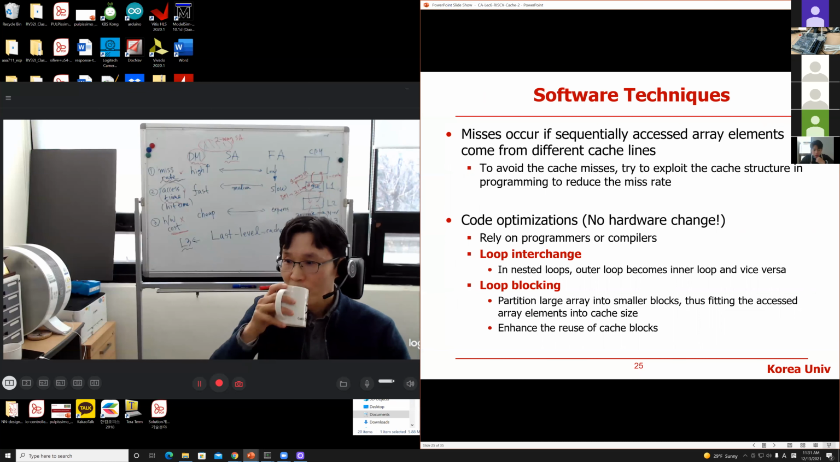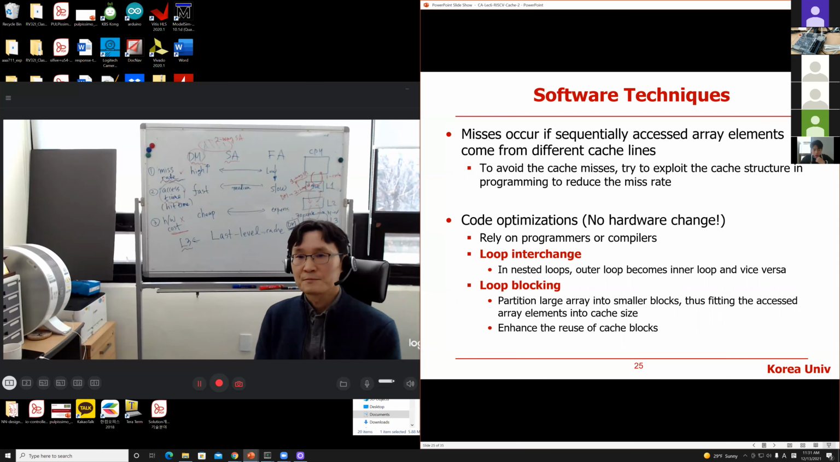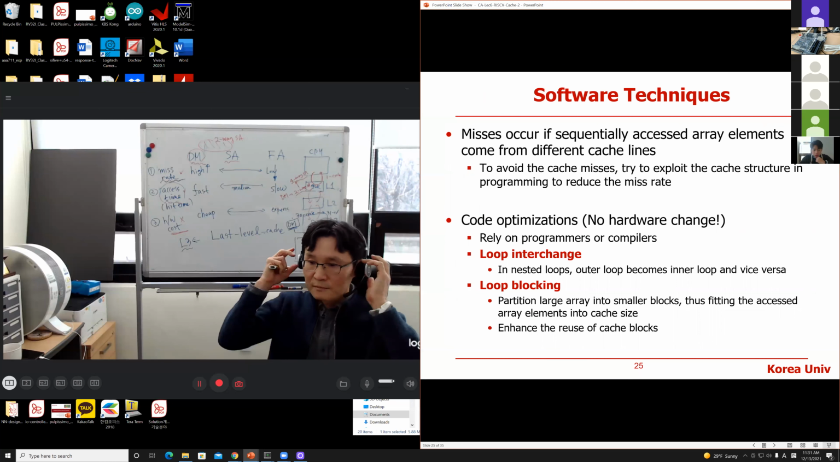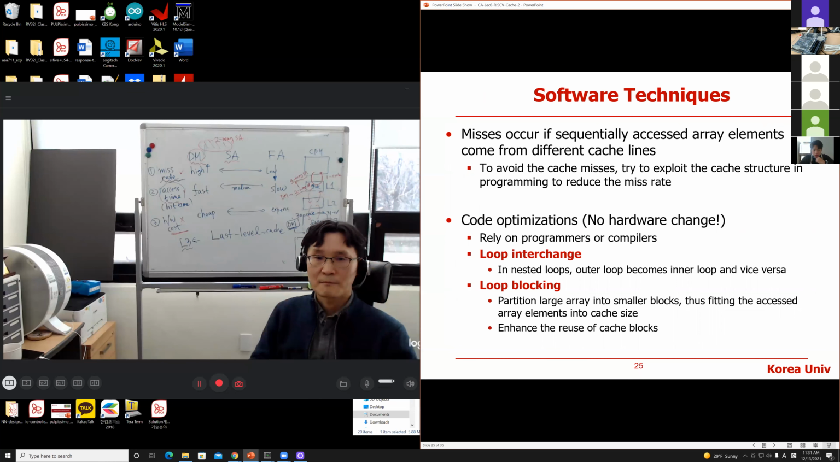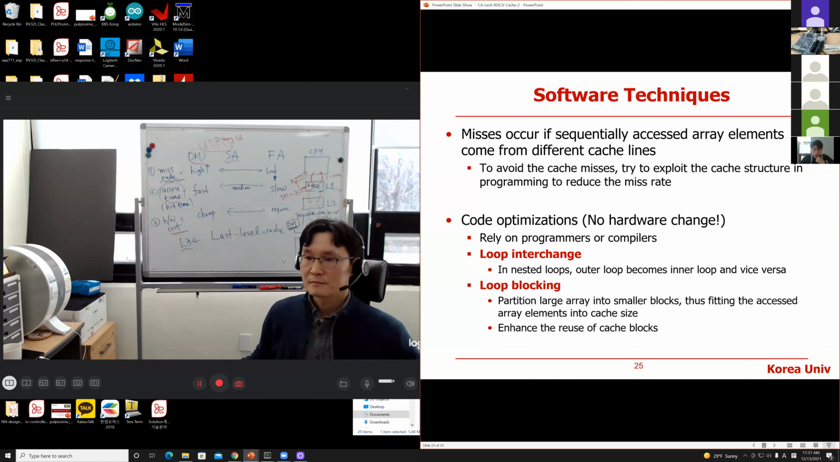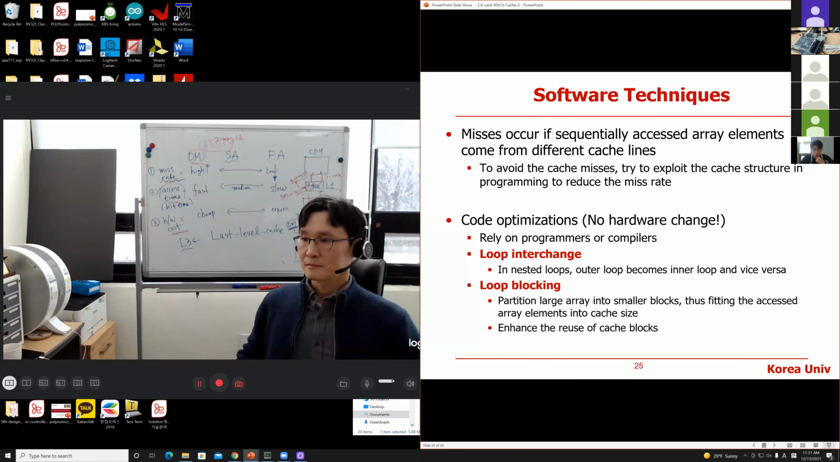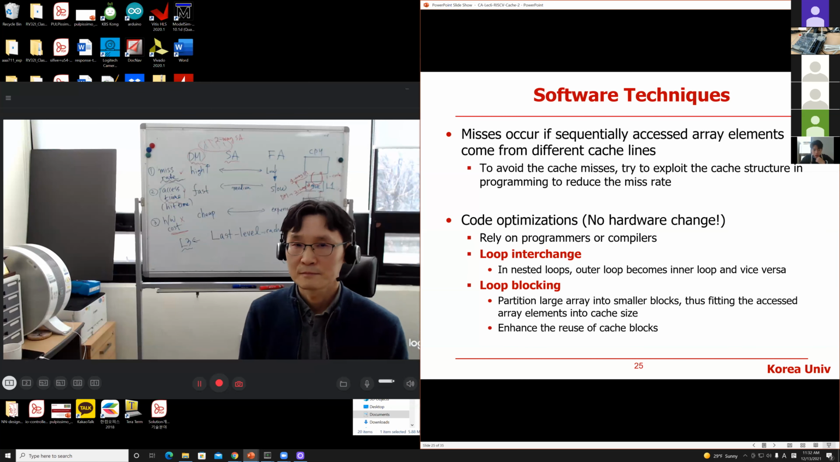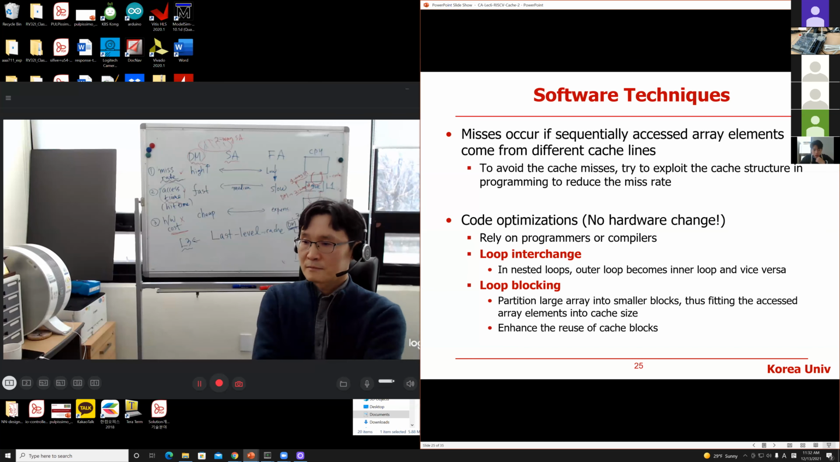Software techniques. Misses occur if sequentially accessed array elements come from different cache lines. To avoid the cache misses, try to exploit the cache structure in programming to reduce the miss rate. Code optimizations, no hardware change. Rely on programmers or compilers. Loop interchange: in nested loops, the outer loop becomes the inner loop and vice versa. Loop blocking: partition a large array into smaller blocks, thus fitting the accessed array elements into cache size. Enhance the reuse of cache blocks.